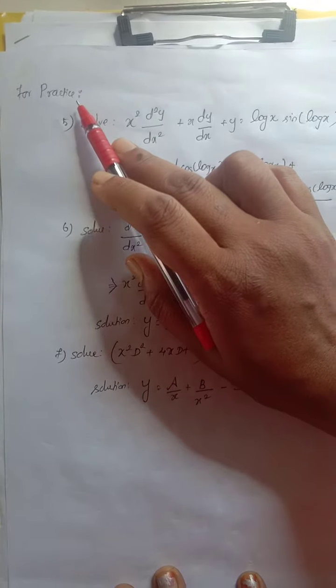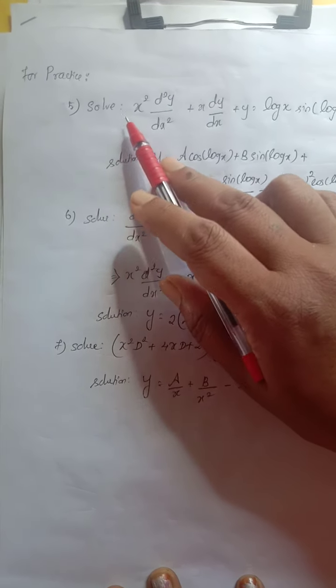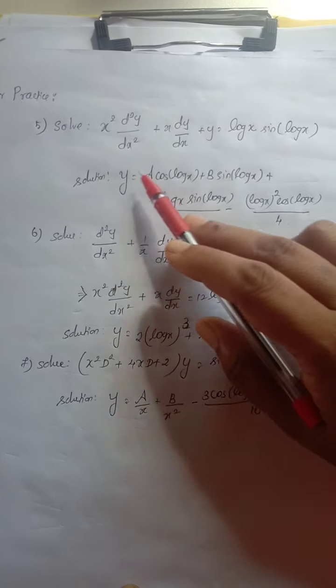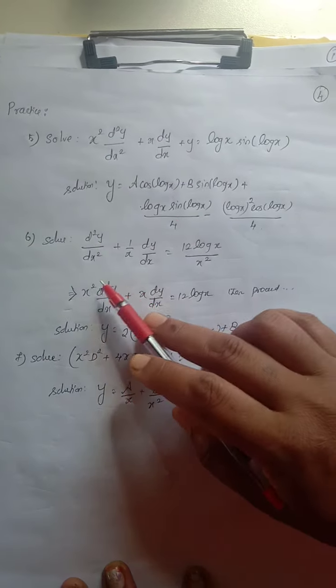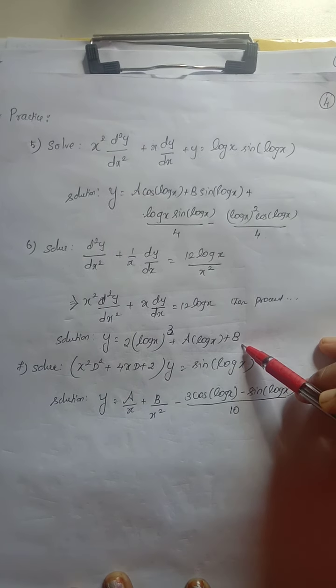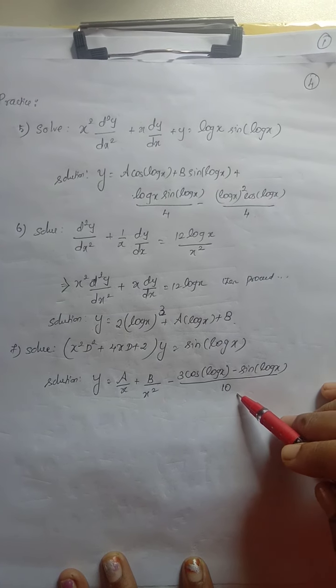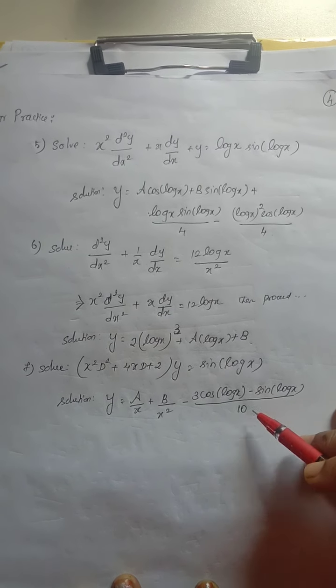So likewise, you practice the Cauchy's sums. For this sum, I have given the solution, and for the sixth sum, the solution is given, and the seventh sum. So you practice using the previous sums.